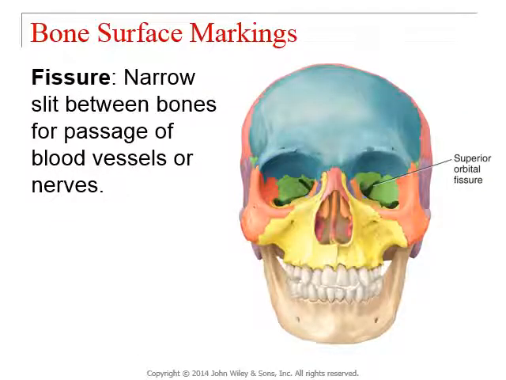These are going to be narrow slits found between bones for passage of blood vessels or nerves. In this case, we're looking at the superior orbital fissure found deep within the eye socket. Through this particular fissure, you'll find the different nerves that will control the muscles for eye motion.